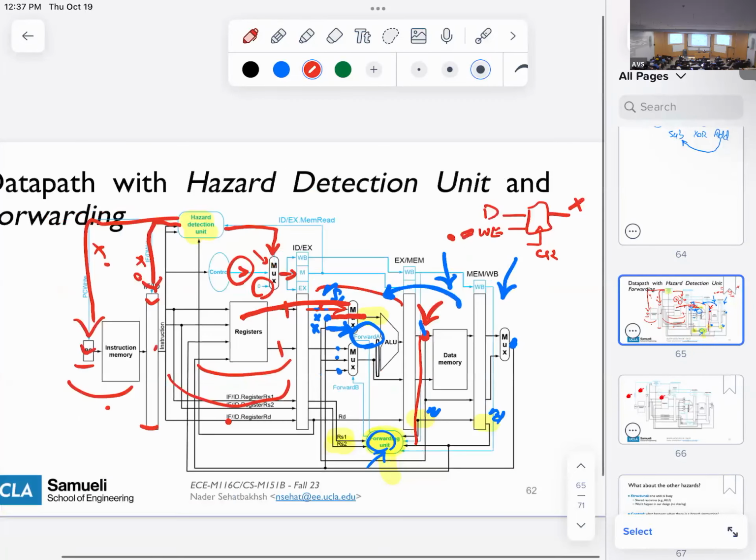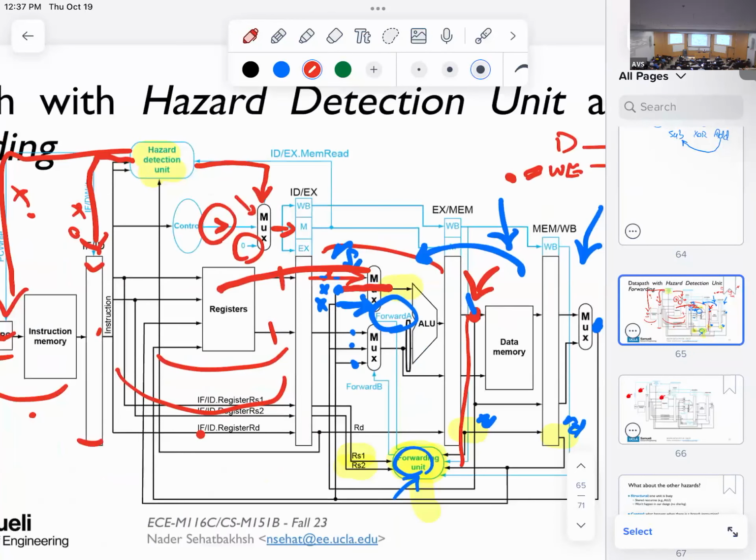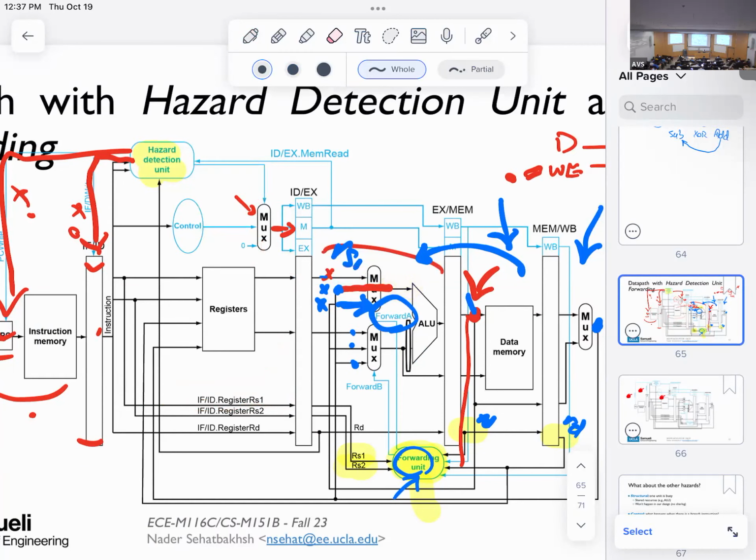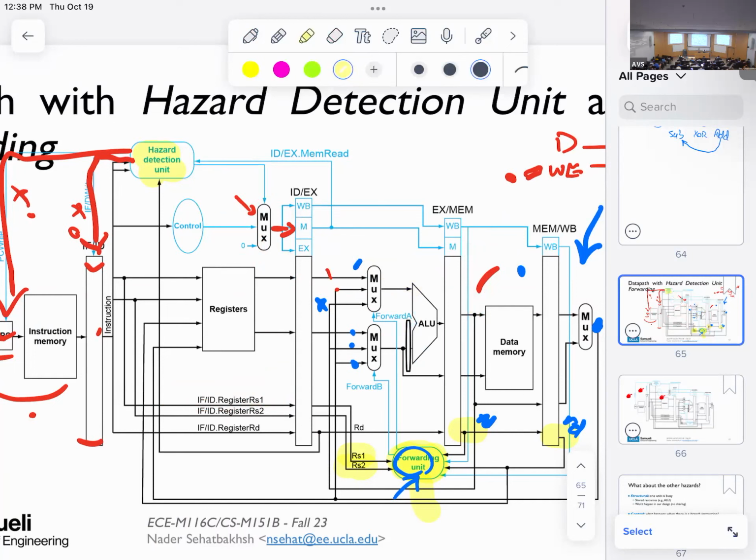Okay, so there's lots of things going on. I definitely recommend you take a look at all of these and see what changes we are making. But essentially, the big changes that we are making are adding this forwarding unit here, and adding these two new muxes. This mux is in addition to the muxes that we had. We're not replacing anything, we're just adding things. So we have this mux and this mux, and then this forwarding and this forwarding. And then of course, there is the new wiring that needs to be done. So this is one thing that we are doing.